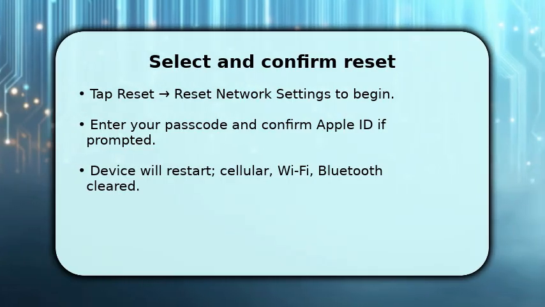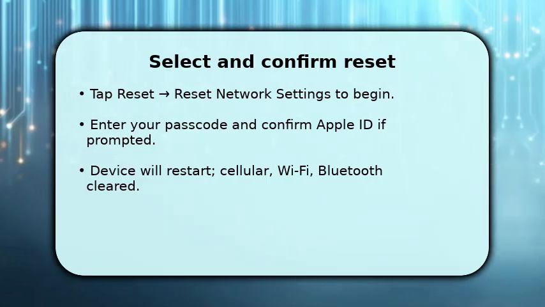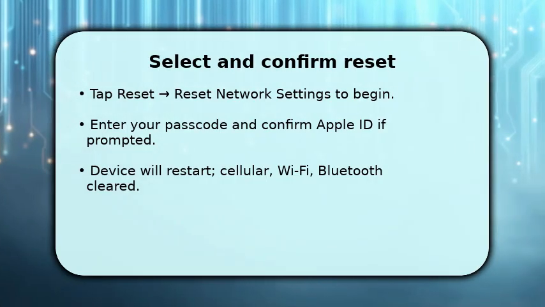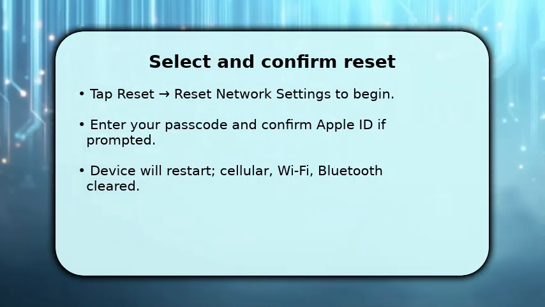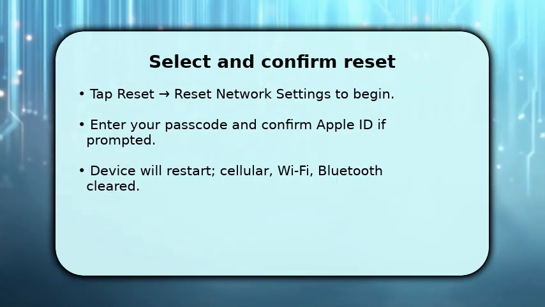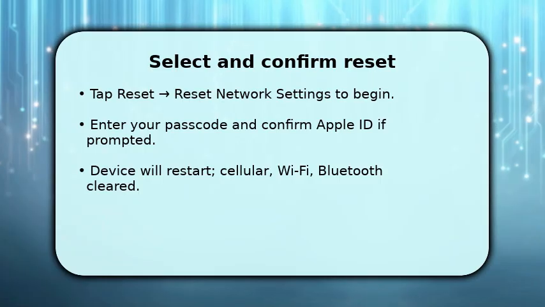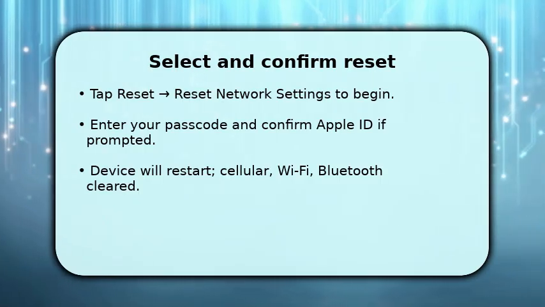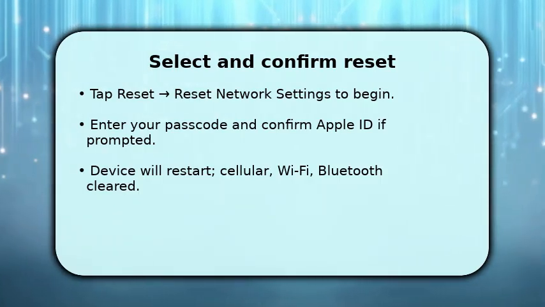When prompted, enter your passcode. If Apple ID authentication appears, complete it to authorize the action. This step clears Wi-Fi networks, saved passwords, VPN and APN settings, and Bluetooth pairings. Once you confirm, the phone will restart to apply changes. Make sure to note any custom APN or VPN details beforehand, because you'll need to re-enter them after the restart.